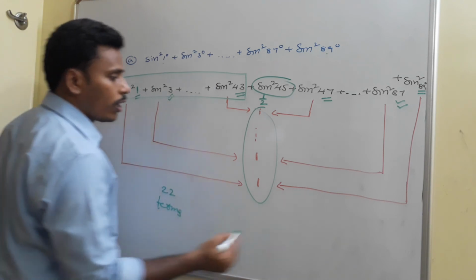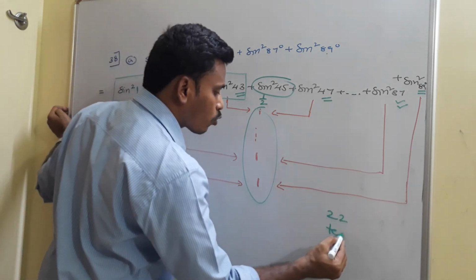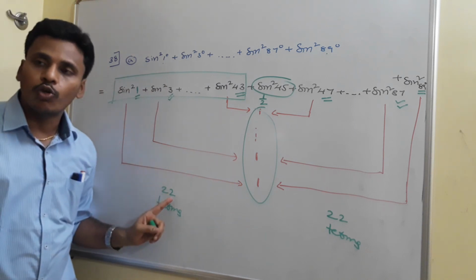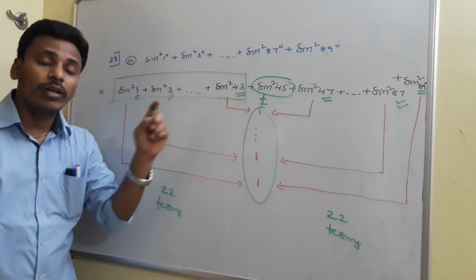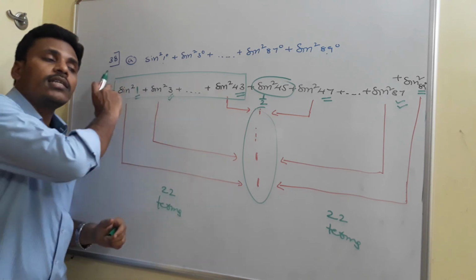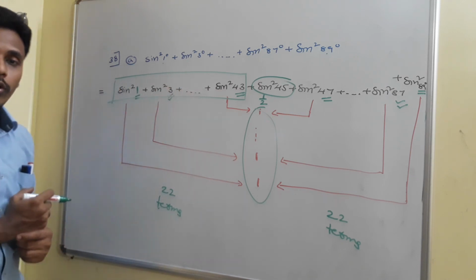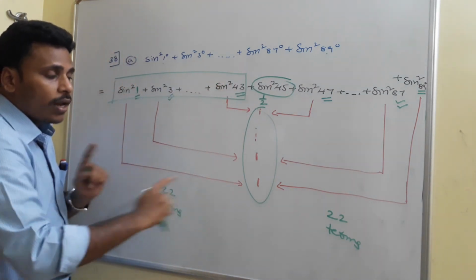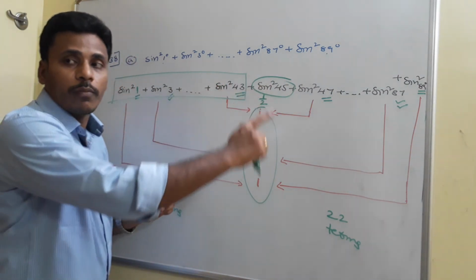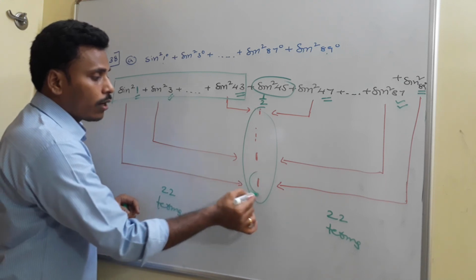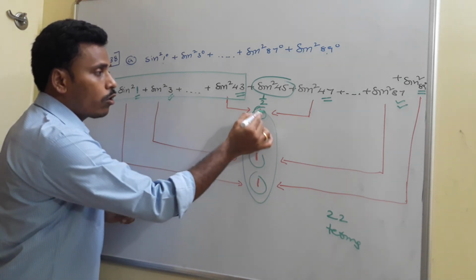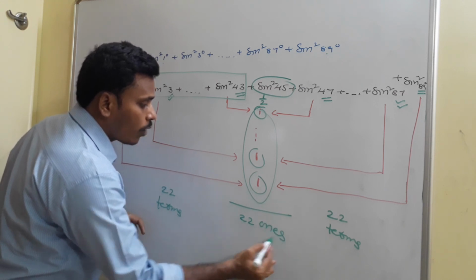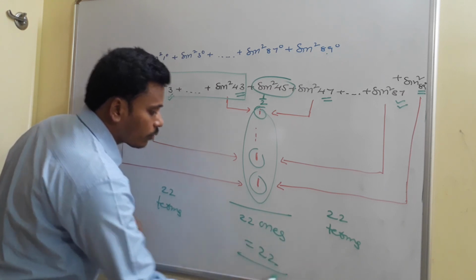In this group I have 22 terms. In this group also I have 22 terms, okay? 43 means 2 into 22 minus 1. So 43 is the 22nd odd number. That's why it is very clear that there exist 22 terms in this group and there exist 22 terms in this group. We are combining one from this group and one from that group. That results in 1. So how many ones are there here if you count? If you count, totally there are 22 ones. And if you add 22 ones, it is 22.